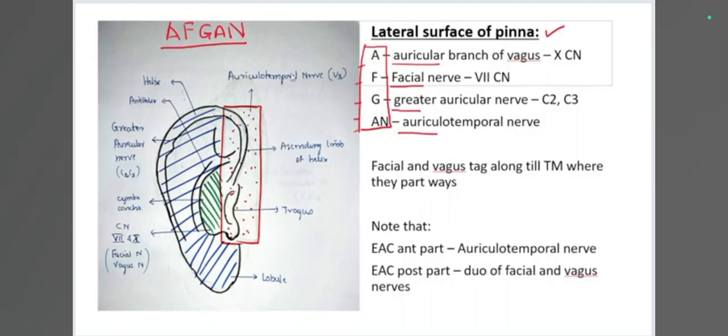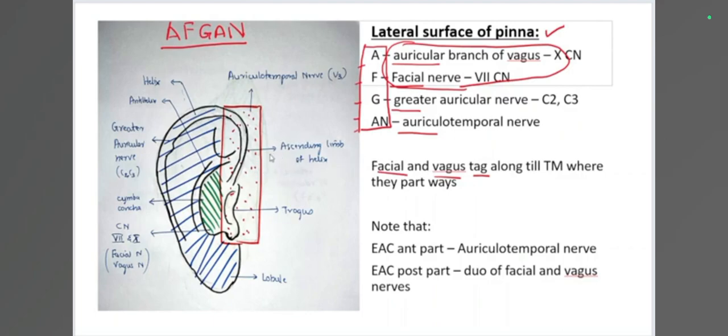Okay. So what are the areas these things are supplying? Always remember this auricular branch of the vagus and the facial, they tag along. Wherever they go, they are like friends. The facial and the vagus tag along wherever they go. So they will continue to supply the external auditory canal, and they will continue to supply the tympanic membrane lateral surface. So they tag along. So till the tympanic membrane. So they are like friends. Okay, facial nerve, we have 4 friends.